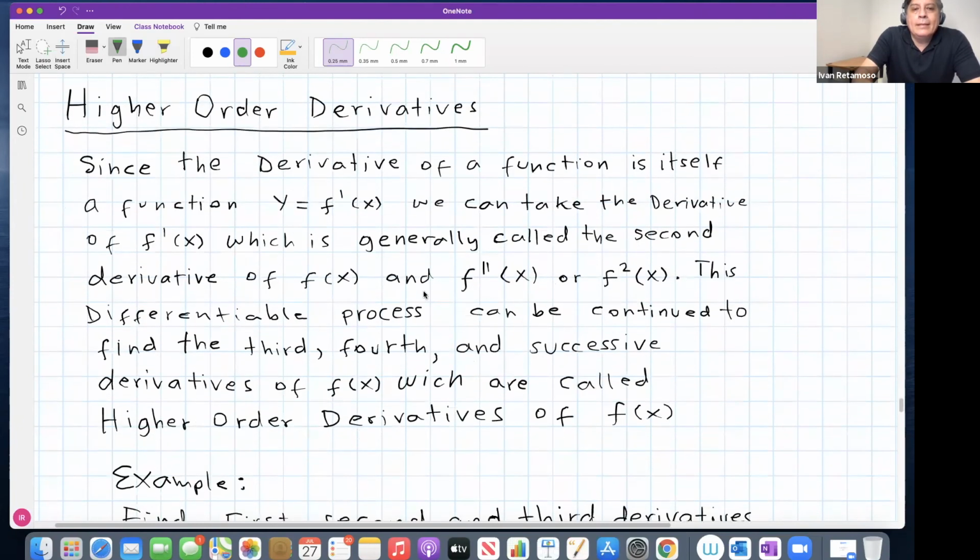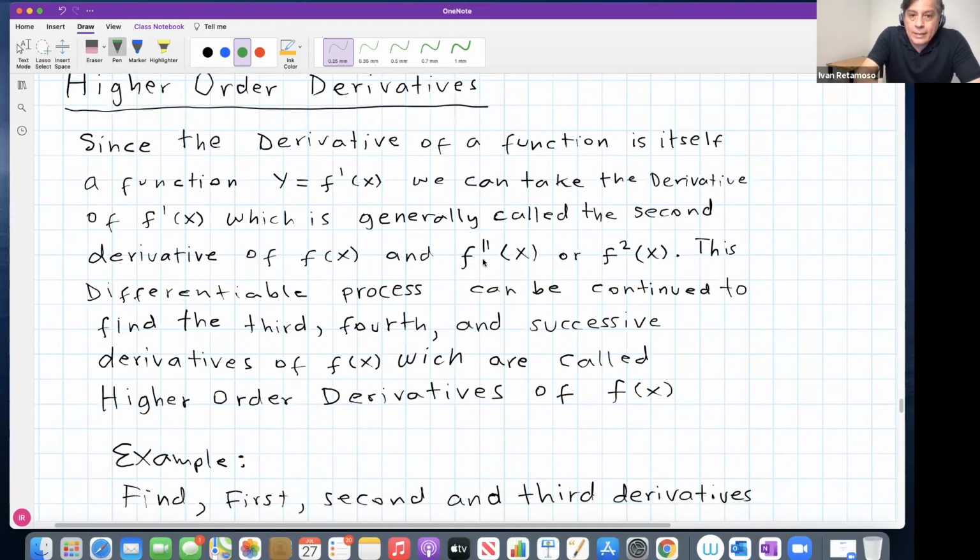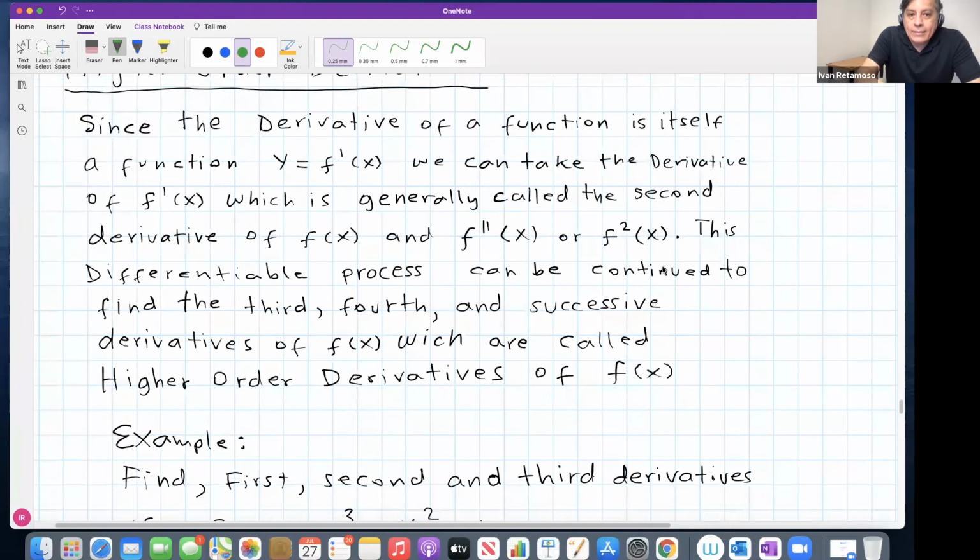Okay, since the derivative of a function is itself a function, right? Y equal f prime of x, we can take the derivative of the new function f prime of x, which is generally called the second derivative, right? So the derivative of the derivative is called the second derivative of f of x. Also written as f double prime of x, or f with a number 2 on the top of x, right?